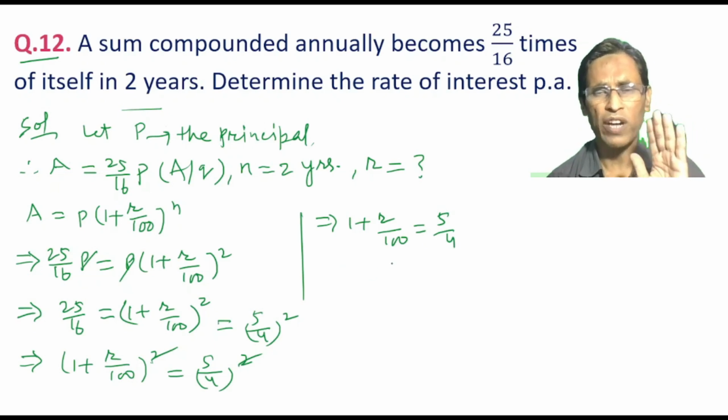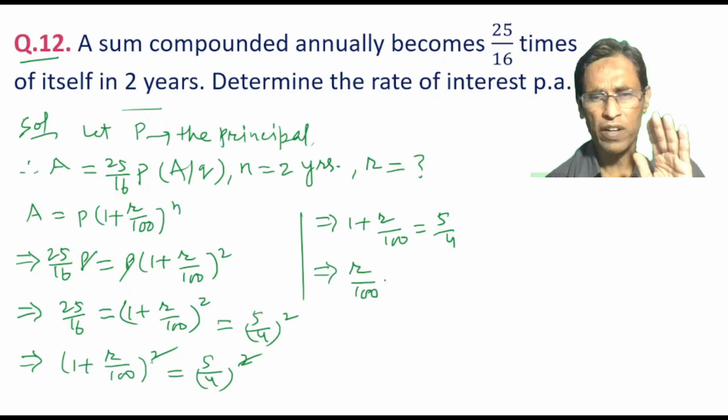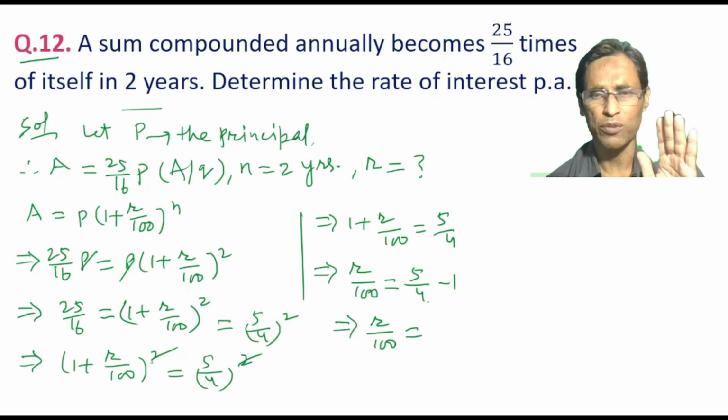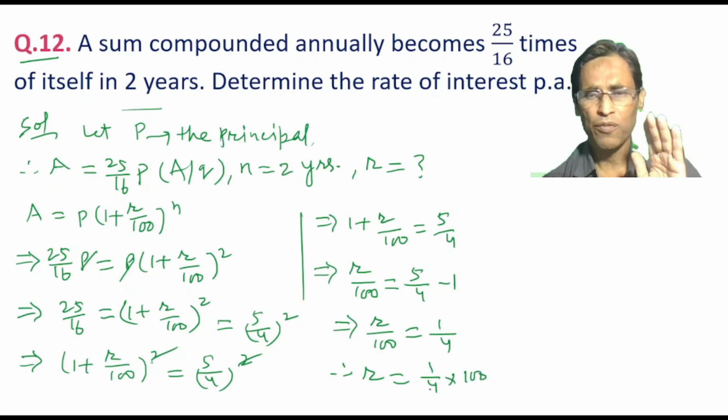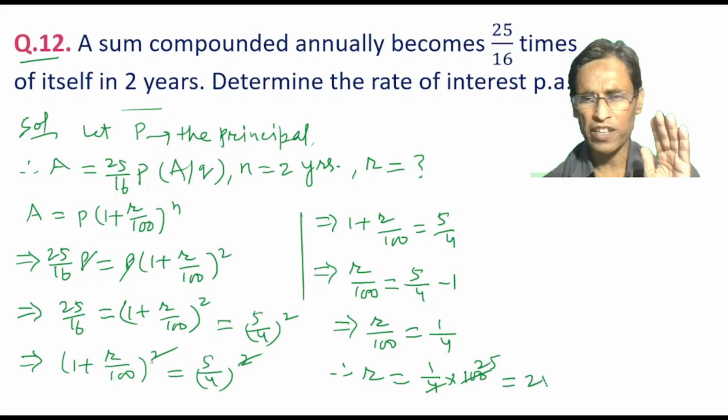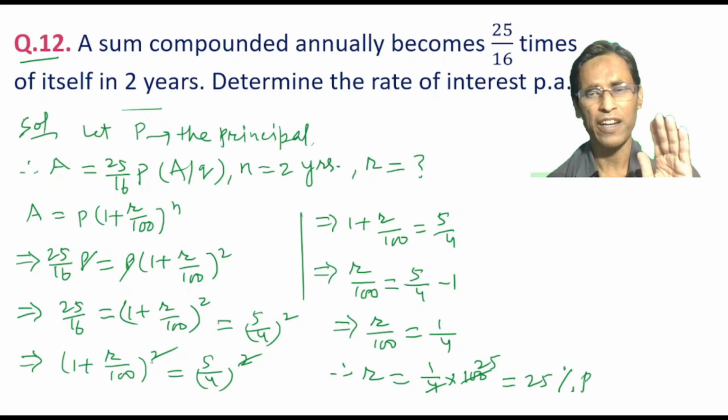Now for solving the equation for r, we take 1 from LHS to RHS. Then we get r by 100 equal to 5 by 4 minus 1, and after simplification, 5 by 4 minus 1 in RHS gives the value 1 by 4. Therefore we get r equal to 1 by 4 into 100. Clearly 4 can divide 100 in 25 times. Therefore r is 25, but r is the rate of interest and it should be expressed in percent per annum. So r equals 25% per annum.